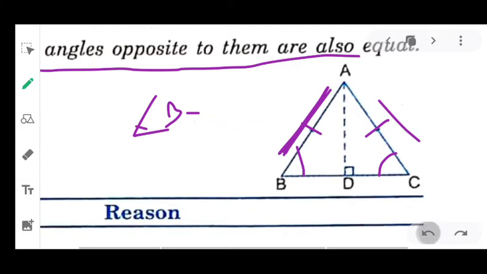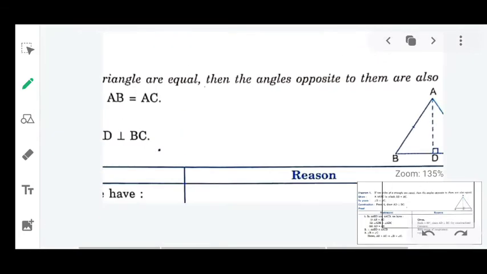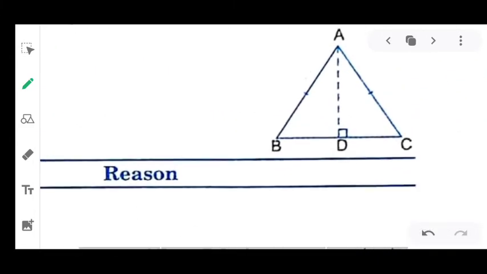Okay, so first write down what is given. A triangle ABC in which AB equals AC, and we have to prove angle B equals angle C. There is a construction: from A, draw AD perpendicular to BC. AD is perpendicular to BC. Now I have to prove that angle B equals angle C. So how can you prove that?